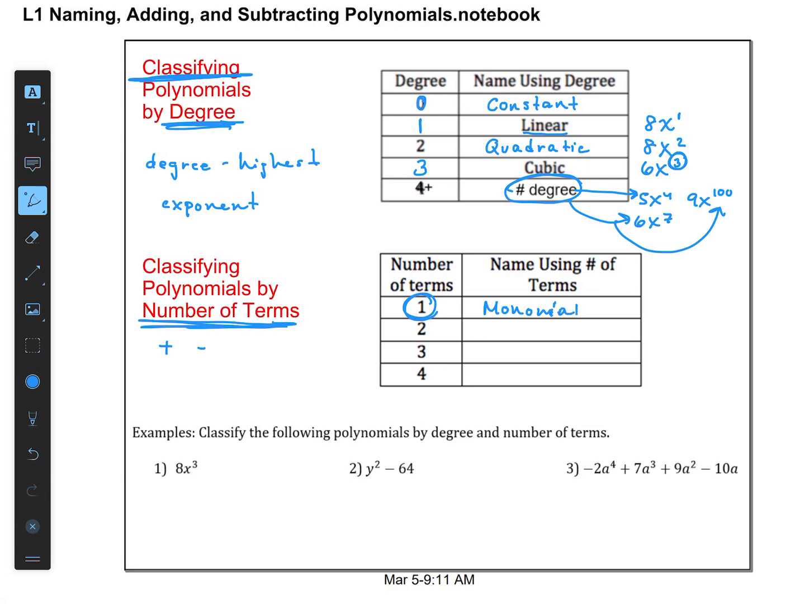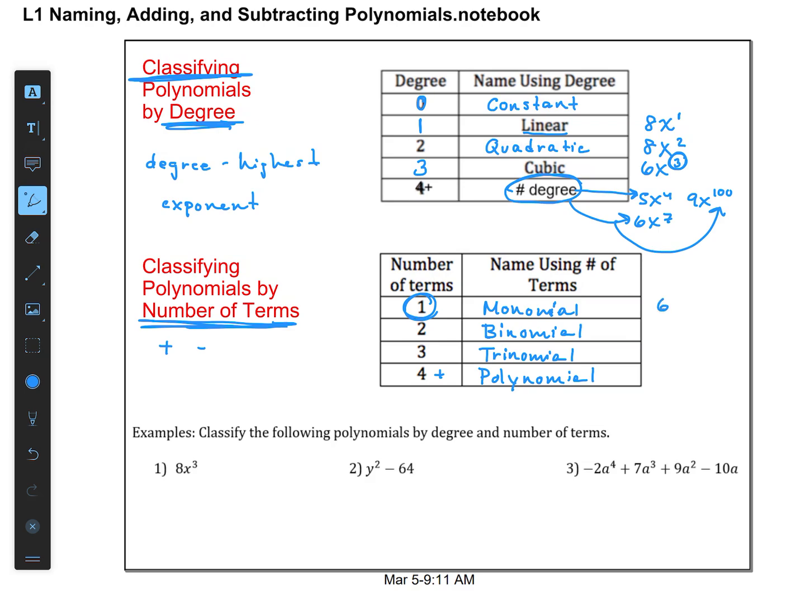That's an I. When you have two terms, we're going to call that a binomial. Three terms is going to be a trinomial. And four terms or above, we're just going to call it a polynomial.